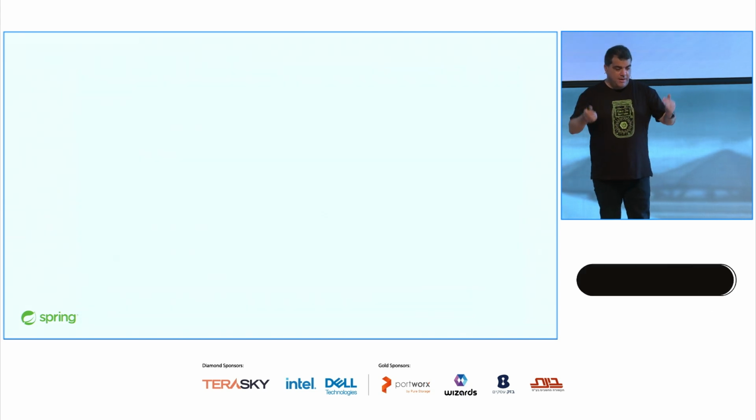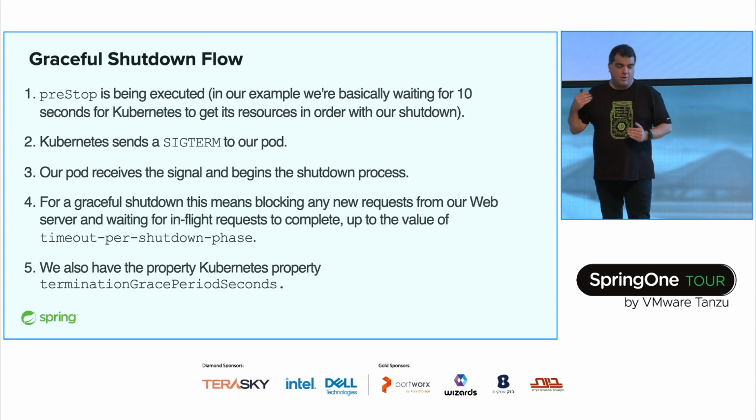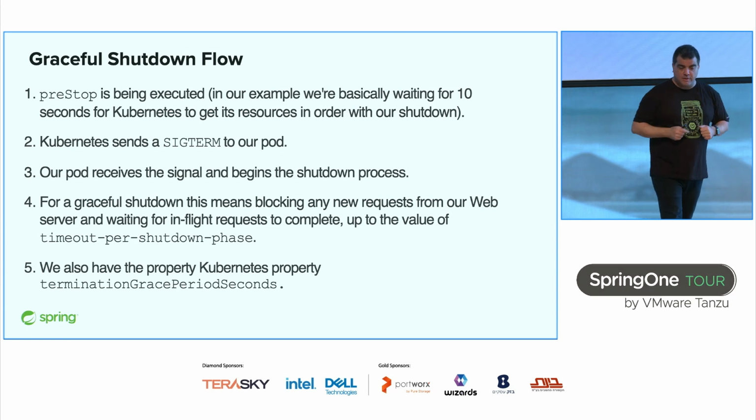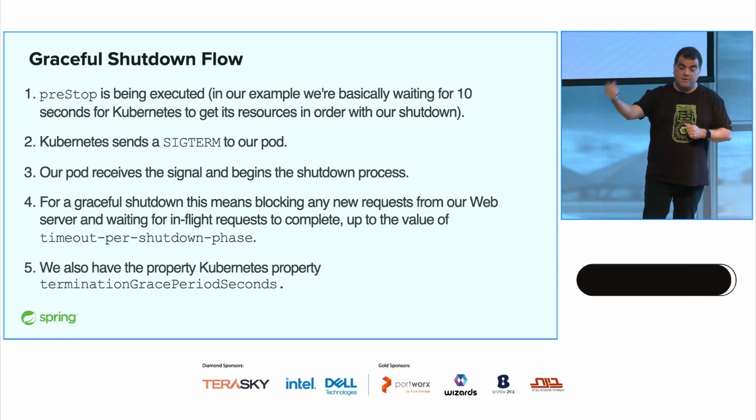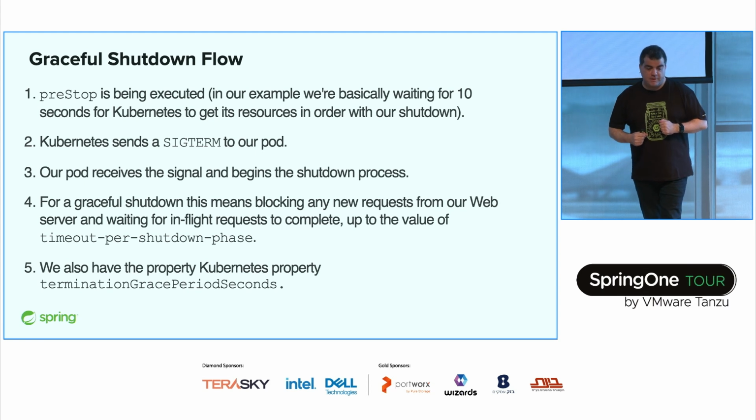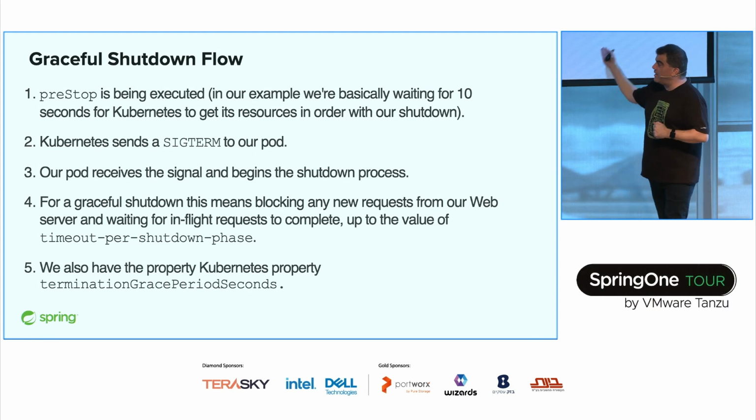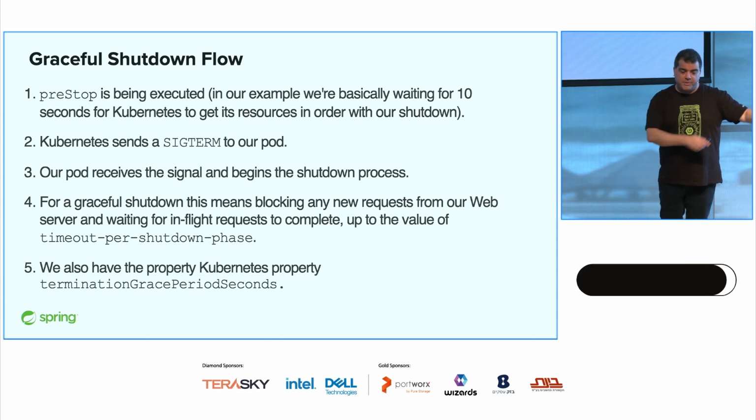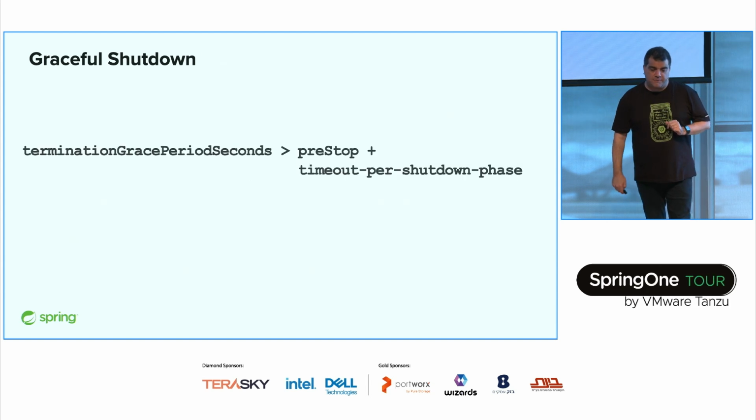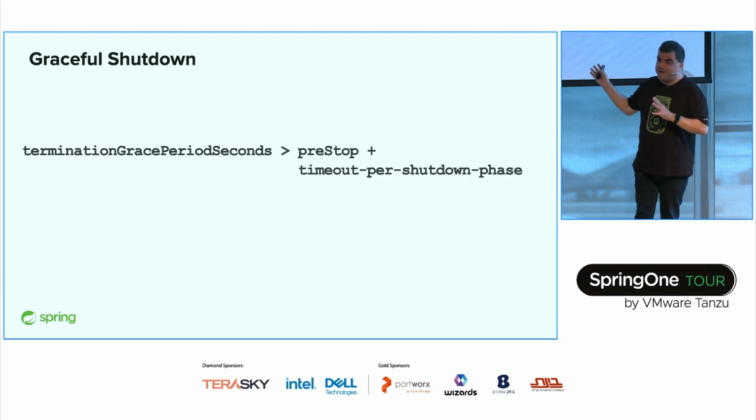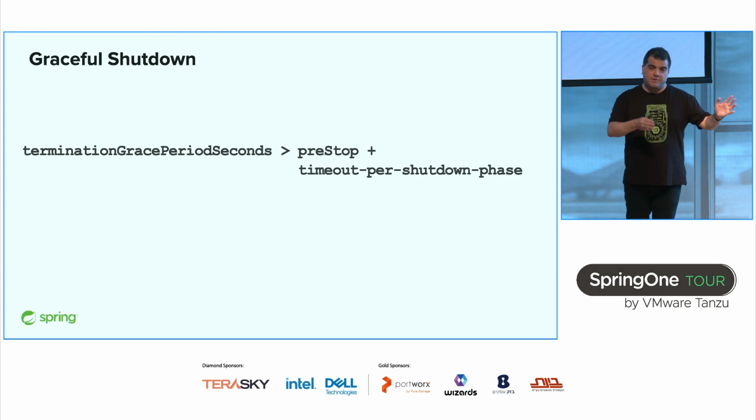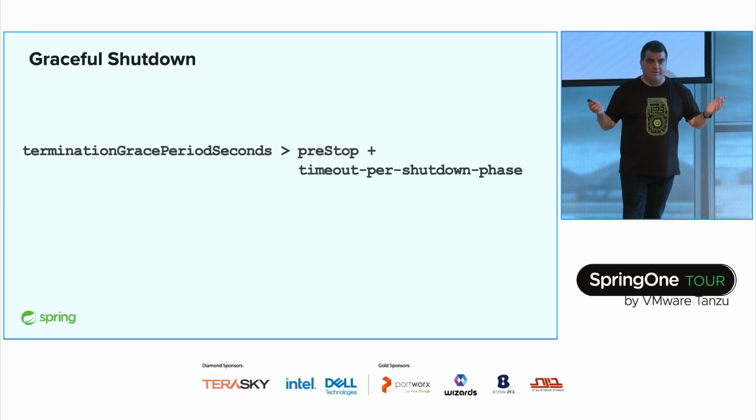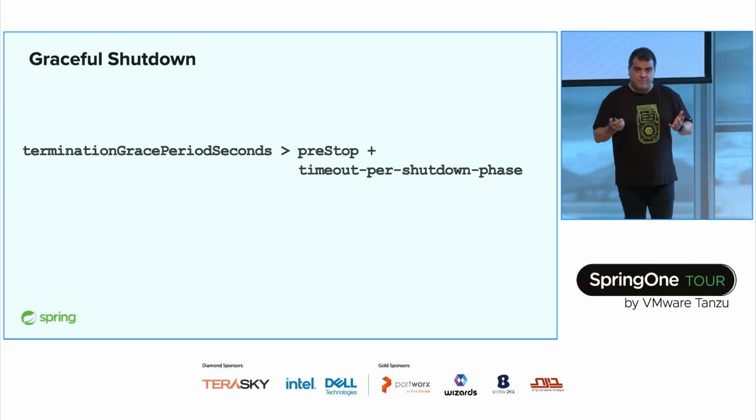Now, here's an interesting point. We have an interesting flow here, where we have the pre-stop, right? We're waiting for 10 seconds. Only then Kubernetes sends the SIGTERM to our pod. Our pod begins the shutdown process, right? And for graceful shutdown, it counts the shutdown phase period, okay? And beyond all that, you also have this separate termination period seconds value that we have to think about. So the formula here is basically make sure the termination is larger than the pre-stop and the timeout phase, okay? Otherwise, you're going to be in a world of hurt because all your pods will be killed abruptly, right?